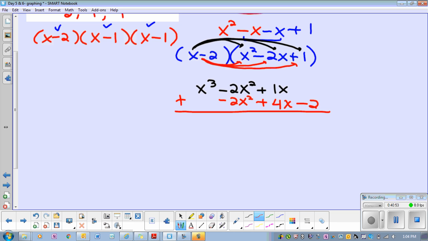Then I need to add. Basically, we're combining like terms. x cubed. What is this? And the next one? Good. And there you go. y equals. That is your equation.